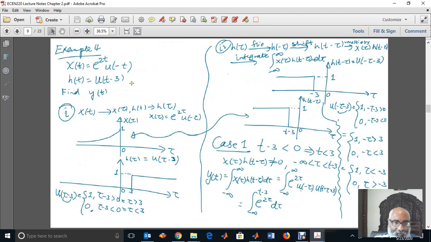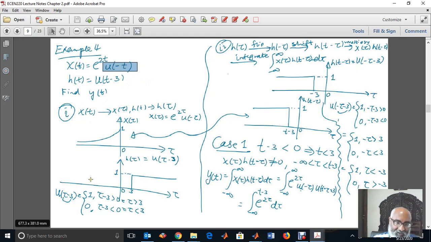Okay, another example. Let me have x of t equal to e to the power of 2t u of minus t, and h of t equal to u of t minus 3. Again, the first step: x of t changes to x of tau. Now, because of u of minus t, what is u of minus t? It is 1 from minus infinity to 0, and 0 for t greater than 0. So this u of minus t helps us limit the interval of this exponential.